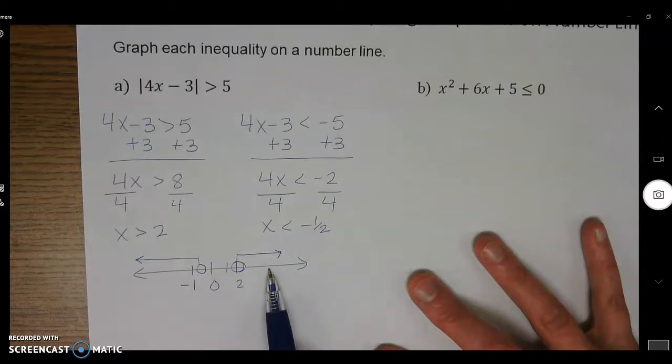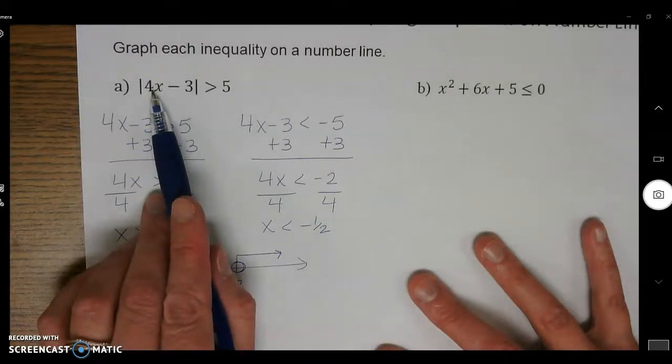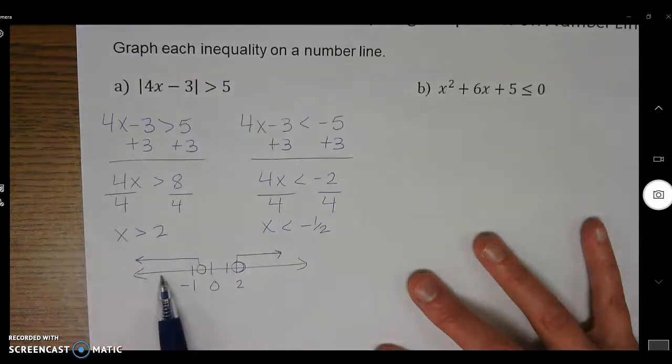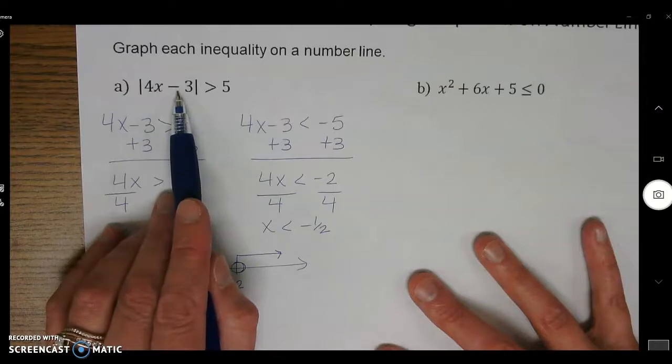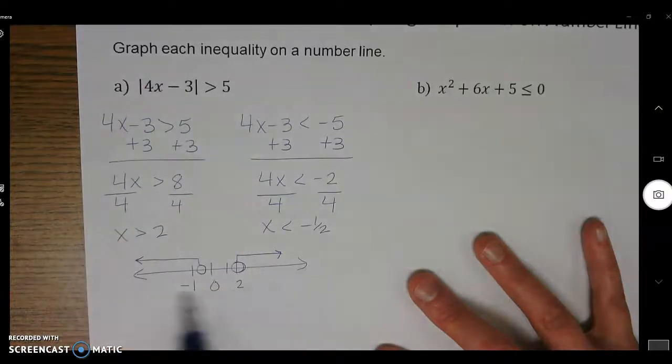If I pick a number under here, like 4, so if I take 4, put it up here, 4 times 4 is 16, 16 minus 3 is 13, the absolute value of 13 is 13, and 13 is bigger than 5. And if I pick one under here, how about negative 4? Negative 4 times 4 is negative 16, minus 3 is negative 19. The absolute value of that is 19. 19 is bigger than 5. So this is our solution right here.